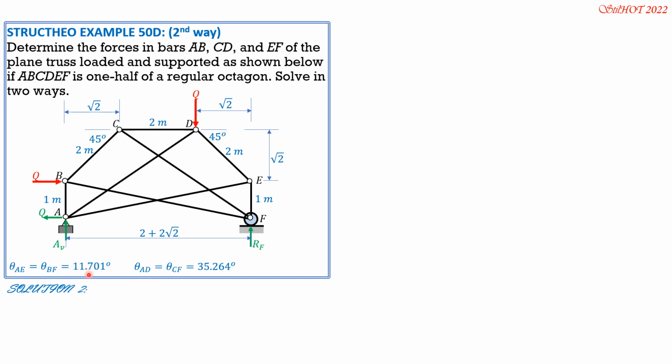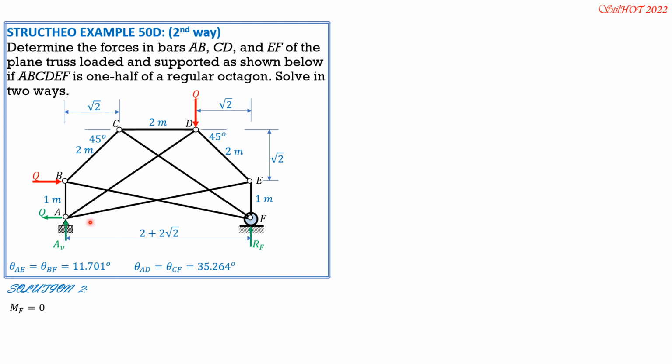How to solve for 11.701? Arctan for theta AE, arctan of 1 over quantity 2 plus 2 square root of 2. How to solve for theta AD? I already mentioned this. Arctan of 1 plus square root of 2 over 2 plus square root of 2. So 35.264. So first we proceed to joint C.